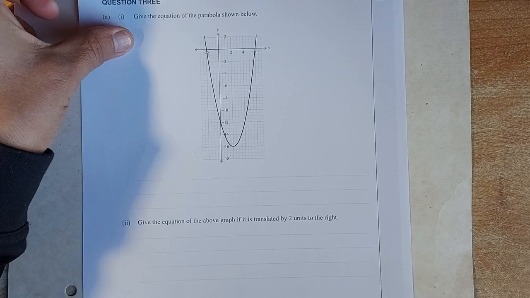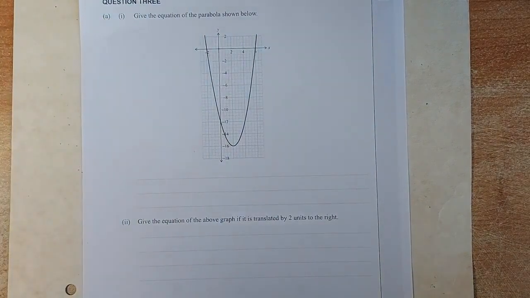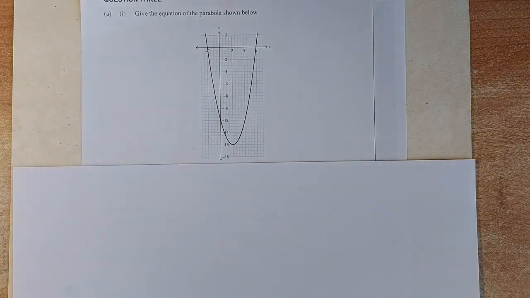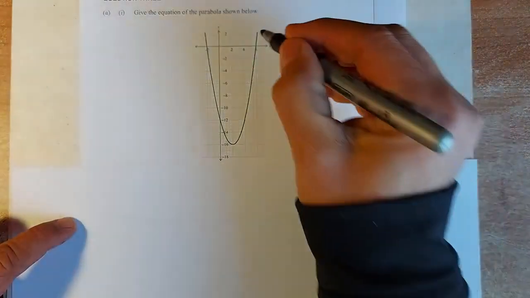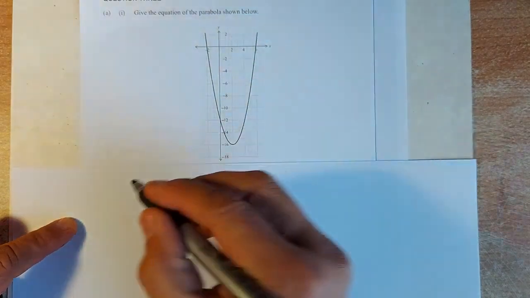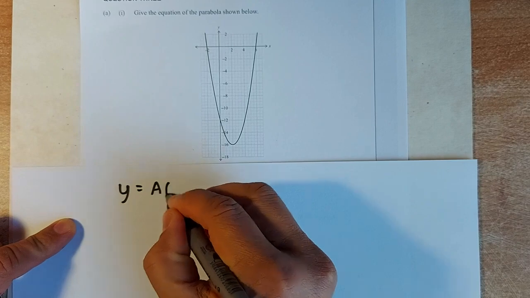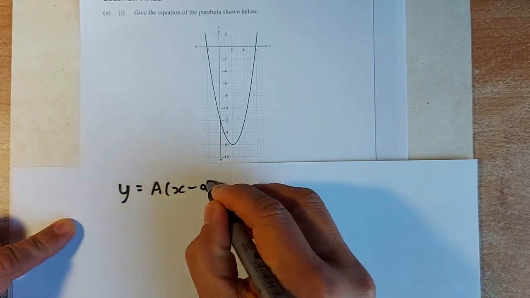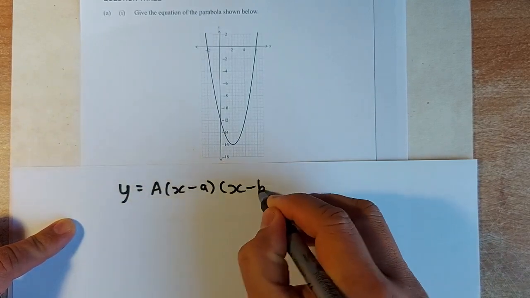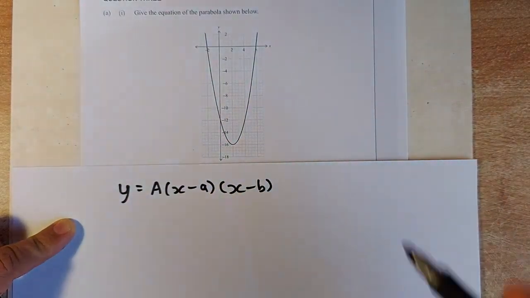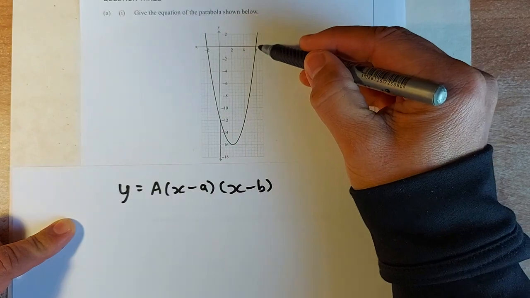Okay, we shall look at this graph, finding the equation of that graph. If you want to find the equation of that graph, it's very simple. We're doing the factorized form. The general equation is y equals a(x minus a)(x minus b). The a and the b are where it cuts the x-axis. So it cuts at -2 and it cuts at 6.